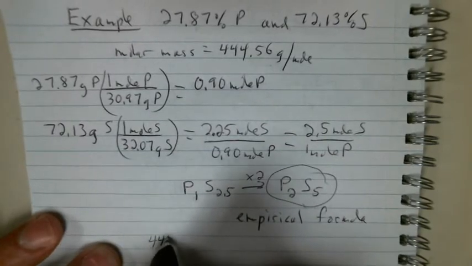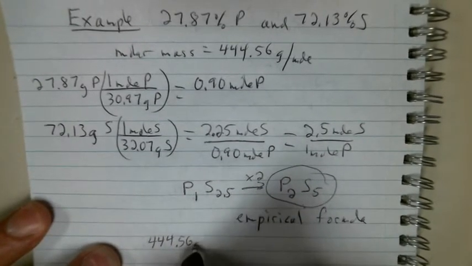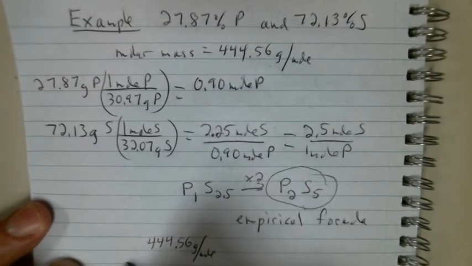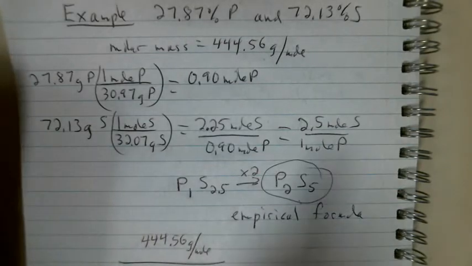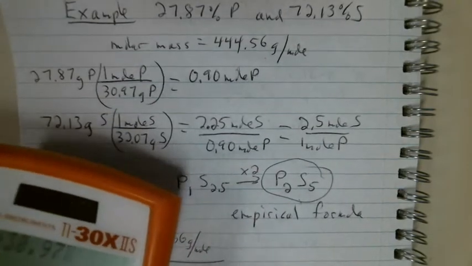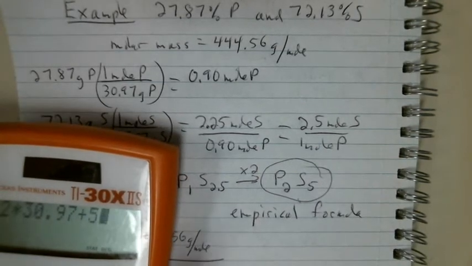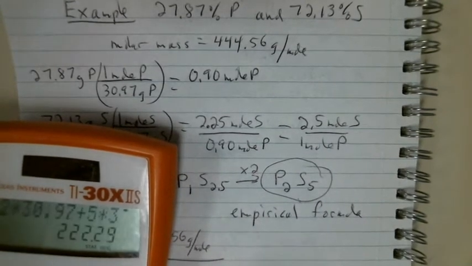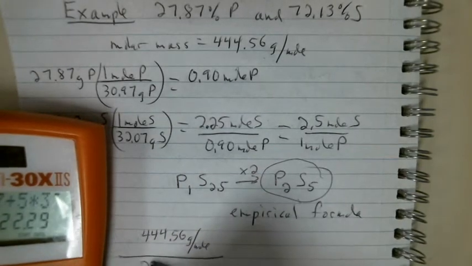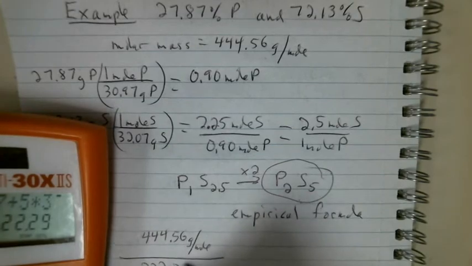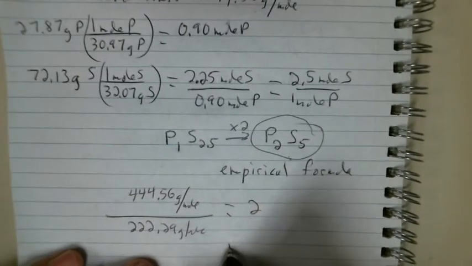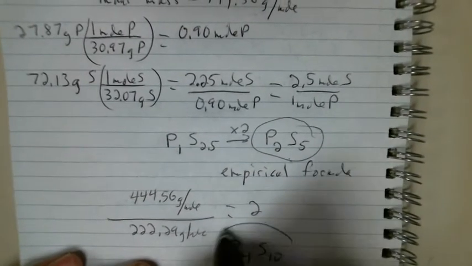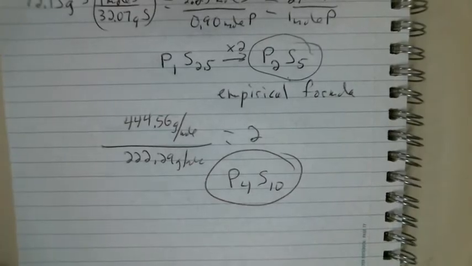444.56 grams per mole. And I'm going to divide it by the mass of that. So the mass of that's going to be 2 times the phosphorus, so 30.97, plus 5 times the 32.07, right? And I get 222.29 grams per mole. Look at that, you don't even have to do the math on it. So that's going to be 2. And so that means the molecular formula is P4S10. All right. So hopefully this helps in doing the empirical and molecular formula problems. Thanks.